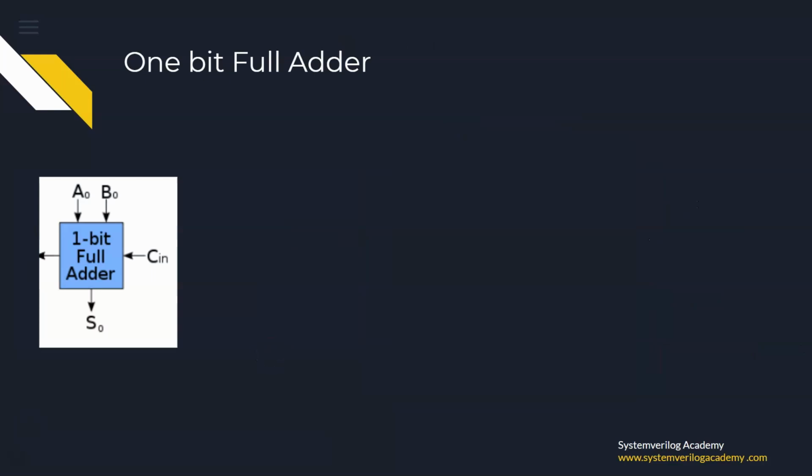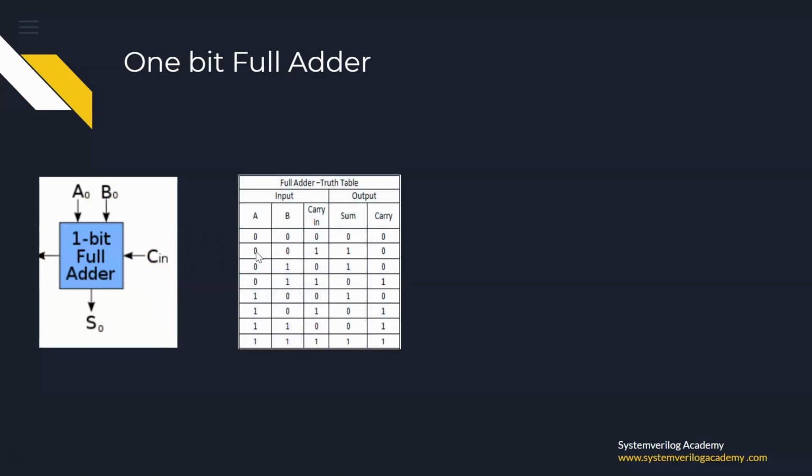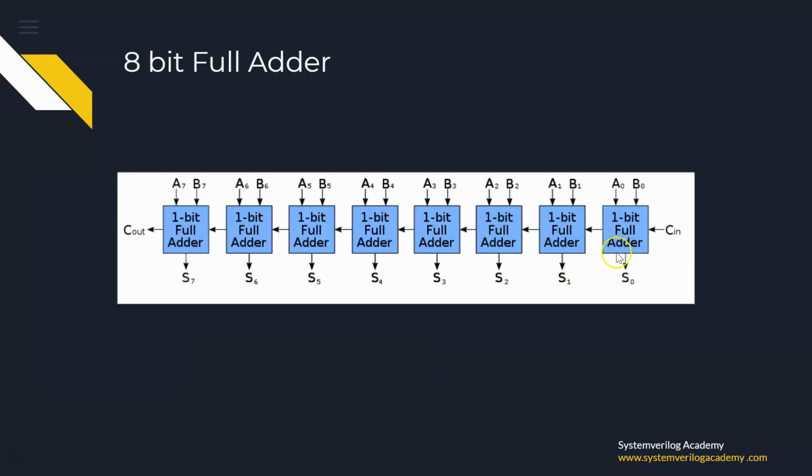Now to give you a big picture, this is a representation of a 1-bit full adder with inputs A, B and C in, and this will be the truth table of a 1-bit full adder. If you solve this truth table and implement it as a digital circuit by using logic gates, it will look like this. And in order to implement an 8-bit full adder by using 8 different 1-bit full adders, you will connect them appropriately like something shown in this figure.